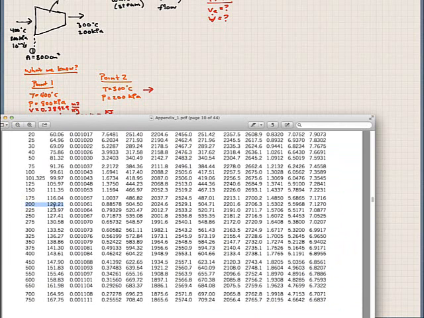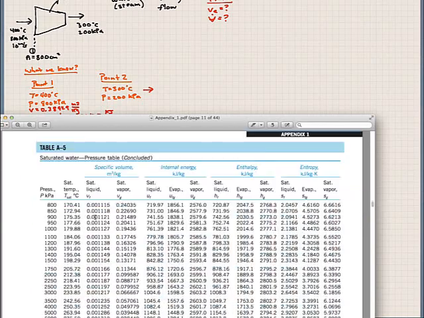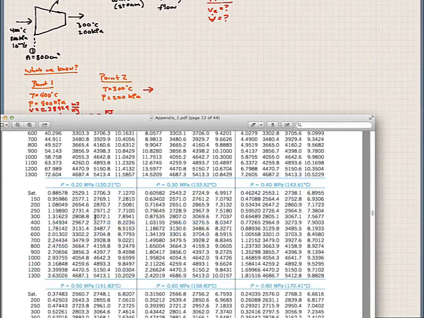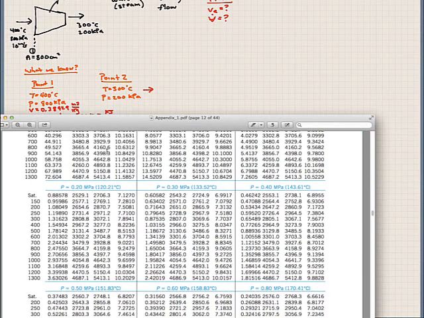Anything above 120.21 here is going to be a superheated vapor. So yep, we're above 120.21, so we're in a superheated vapor. Tables. Let's go to 0.2 and let's go to 300 degrees Celsius. So at 300 degrees Celsius, our specific volume is 1.31623, and this is meters cubed per kilogram.